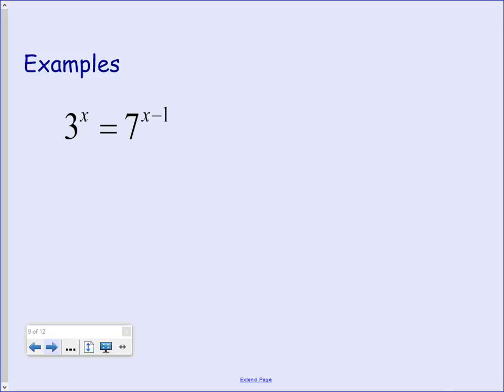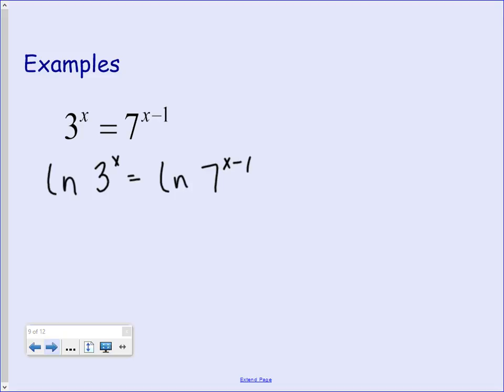So we're going to take the natural log of both sides. Natural log of 3 to the x equals the natural log of 7 to the x minus 1. Think about your rules for solving equations. What you do to one side, you have to do to the other. We're okay by taking natural log of both sides. We could really take any log with the same base of both sides, but since our calculator has natural log, that's what we're going to use.